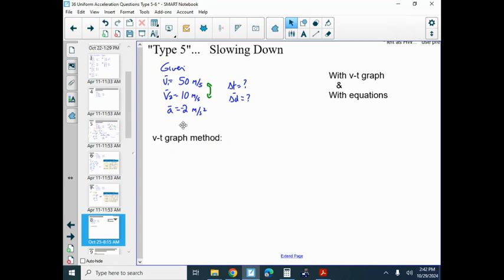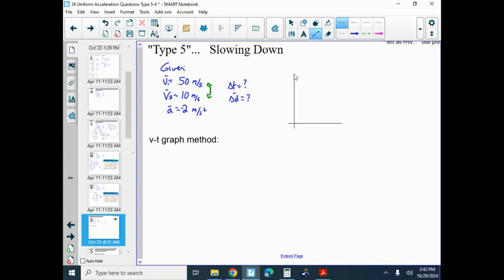All right, VT graph method. So of course we'll do a VT graph. Let's do that up here, nice and easy. We need to have V and T labeled, and so initial velocity of... Don't worry about that green arrow there. I was just basically showing the idea that things are not the opposite way, like we're slowing down this time, right? So initial velocity of 50 up here, and slowing down to 10. So you can make them be relatively to scale if you want.